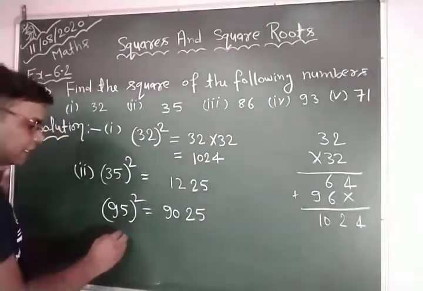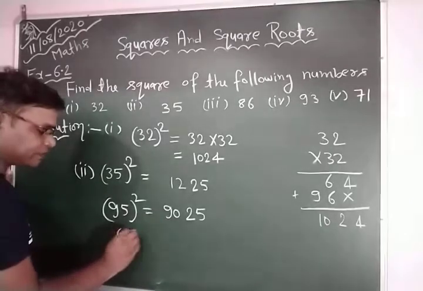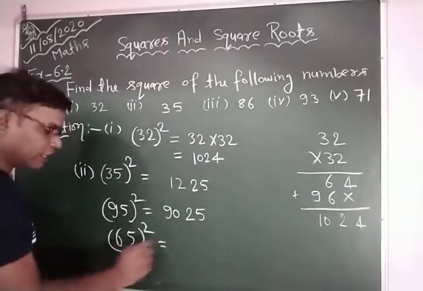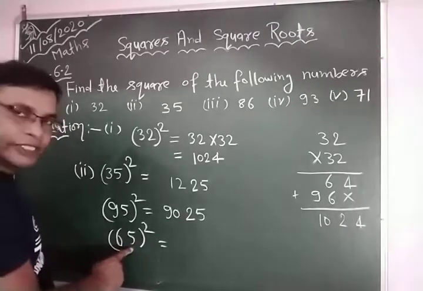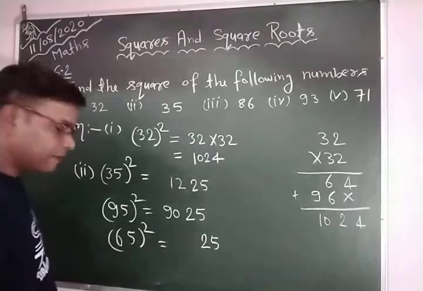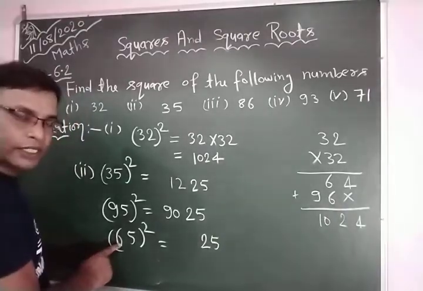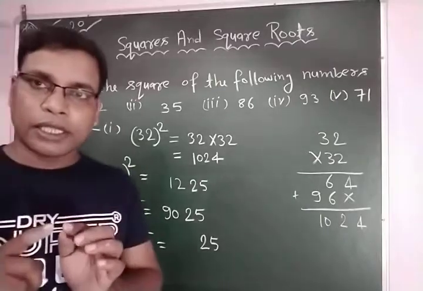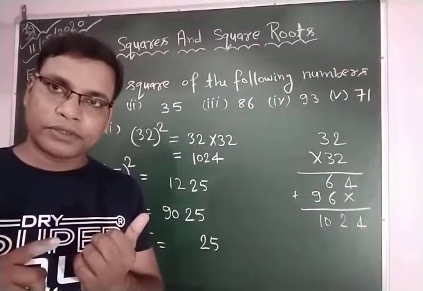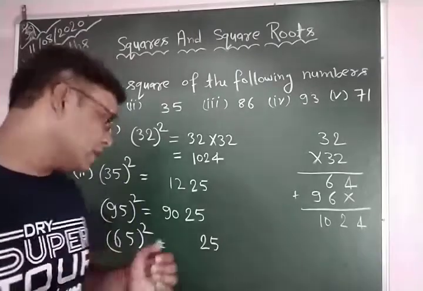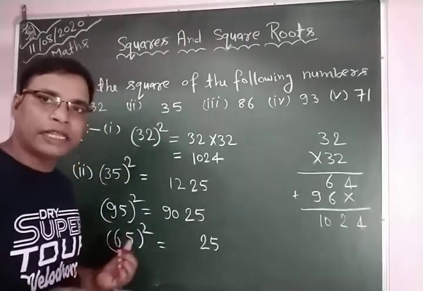Okay, let's see another example. Suppose you need to find the square of 65. The unit place digit is 5, so you write 25, the square of 5. Next, the tens place digit is 6, so we add 1 to it, and 6 plus 1 is 7. After this we multiply 7 by 6, which is 42.